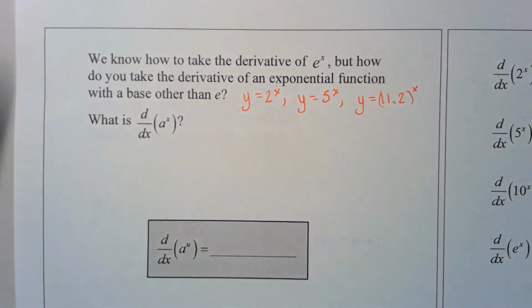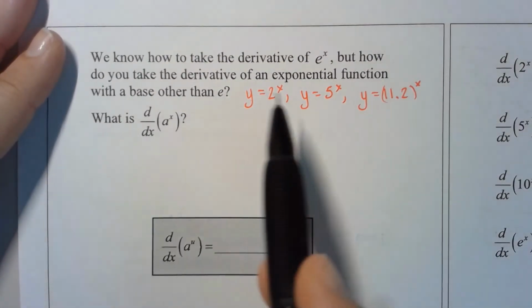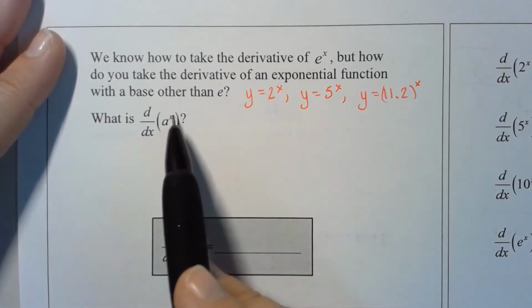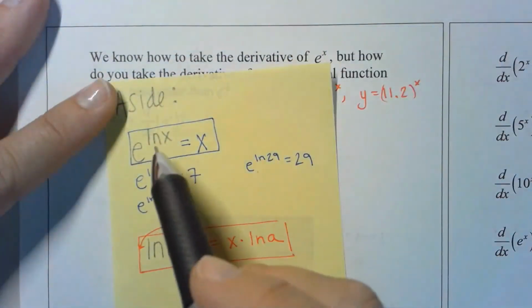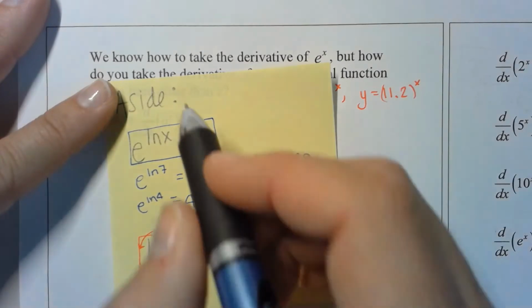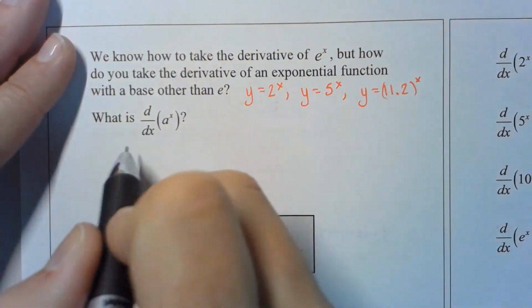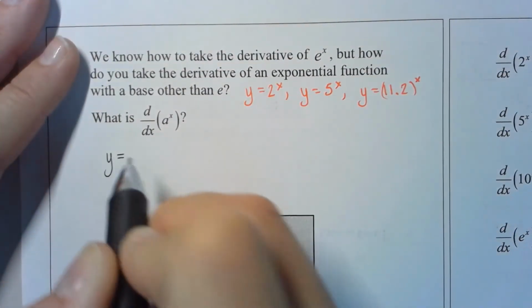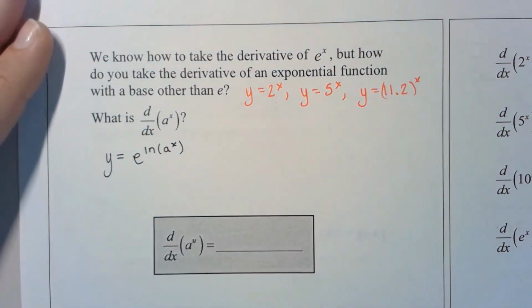So here's what we're going to do. If I want to know the derivative of a to the x, and we know the derivative of e to the x, I'm going to take a moment and write this in terms of e's. Okay. Remember how we said e to the natural log of x is just the same as x? So what if I replace that x with something? There we go. I'm going to say y equals e to the natural log of a to the x.